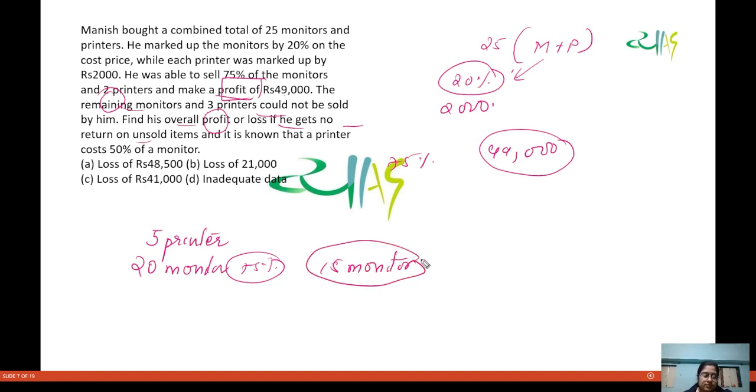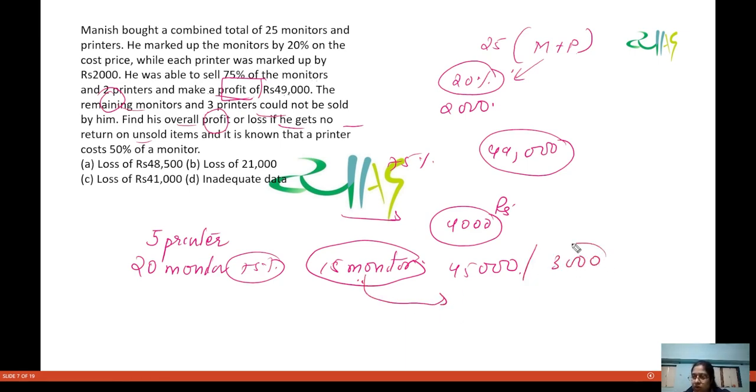Now when two printers are sold and the price is marked up by 2,000, that means we are getting 4,000 rupees profit from printers. So the remaining 45,000 profit we are getting from monitors, which means 3,000 profit per monitor, because we are selling 15. Now it is saying this 3,000 is 20% of the price of the monitor. So if this is 20%, then we know that the price of the monitor is 15,000 rupees.